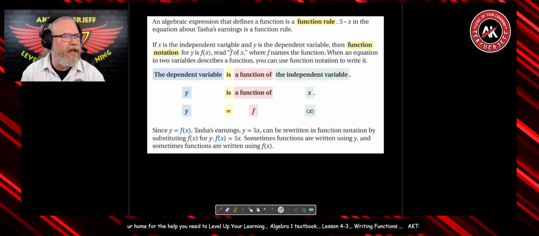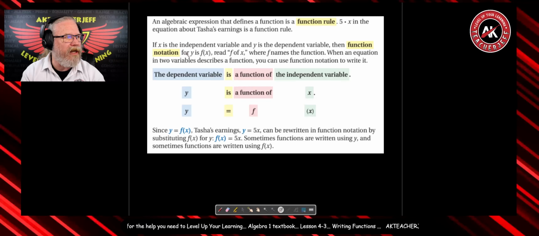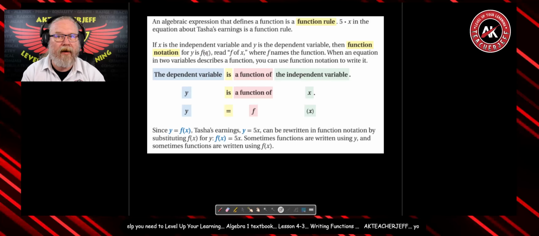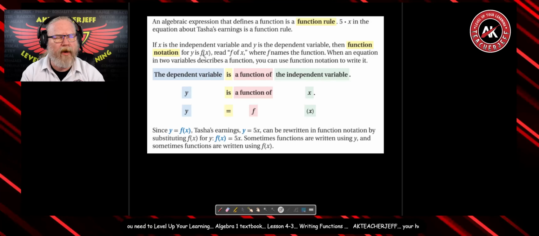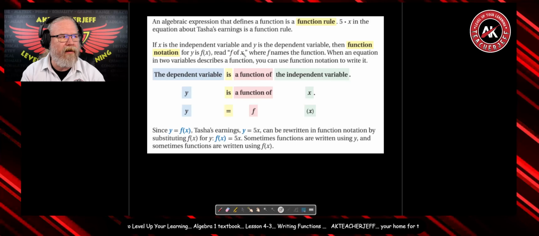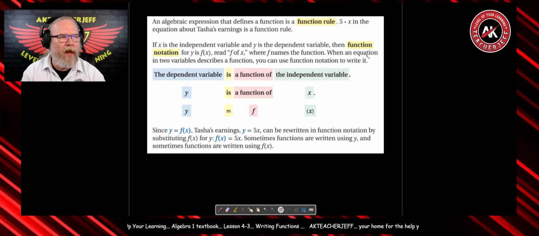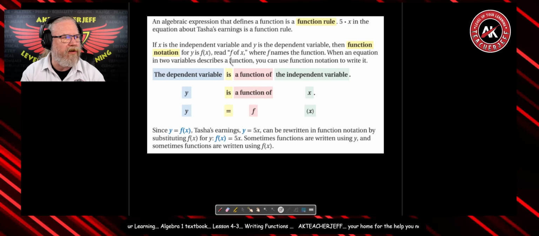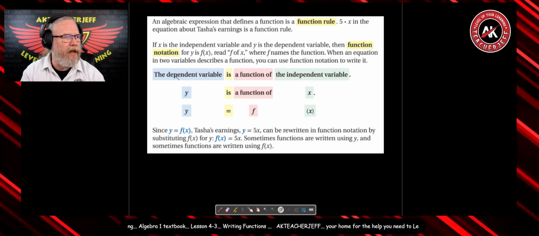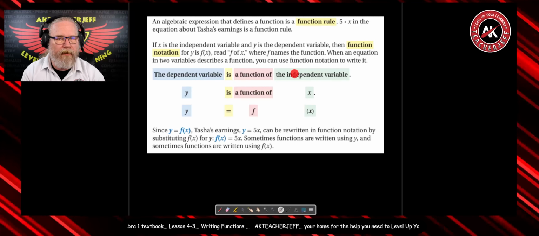If x is the independent variable and y is the dependent variable, then function notation for y is f parentheses x. And here's where I tell you how it's pronounced properly, or how we would read f parentheses x. We actually read that as f of x, where f names the function. When an equation in two variables describes a function, you can use function notation to write it. So let's look at it: the dependent variable is a function of the independent variable.